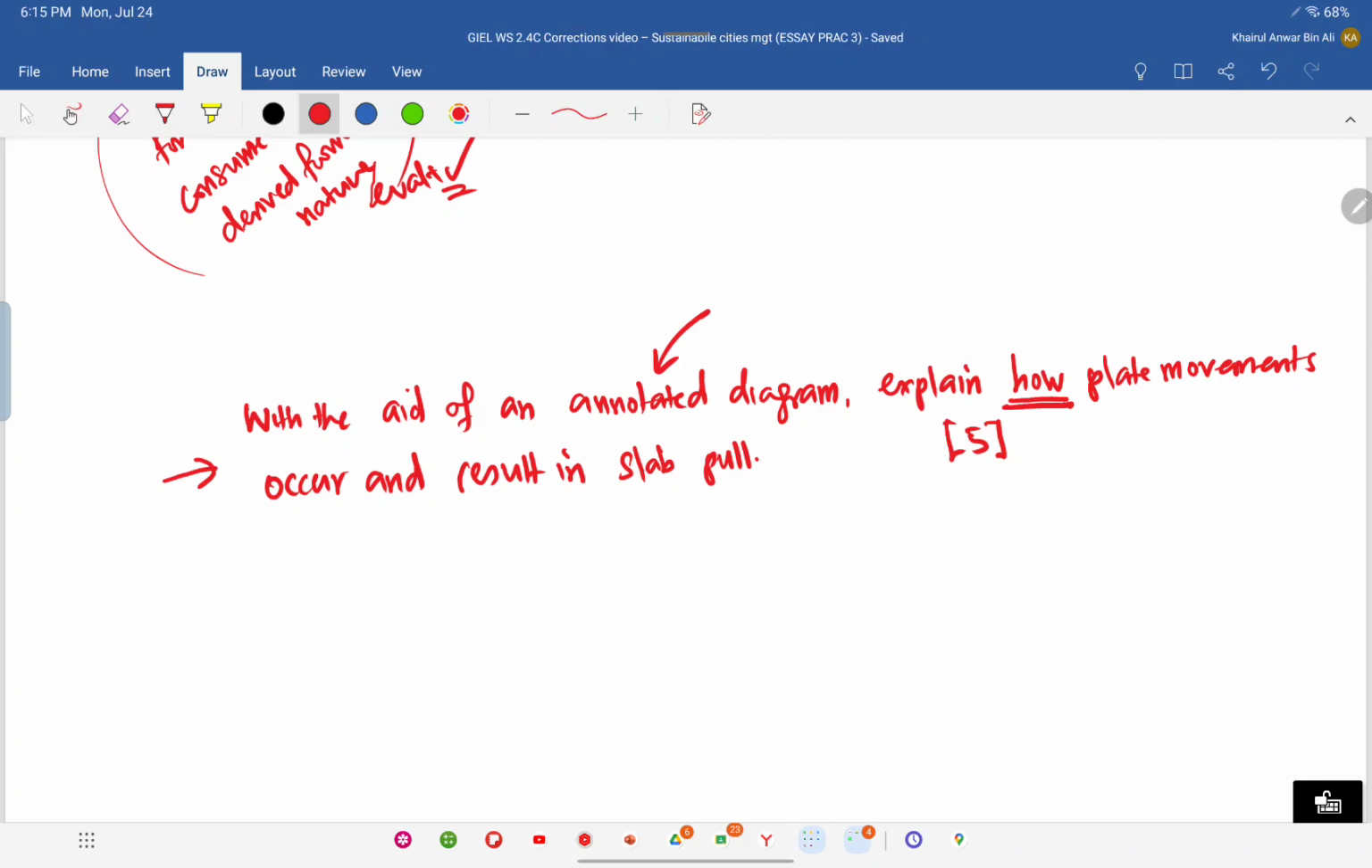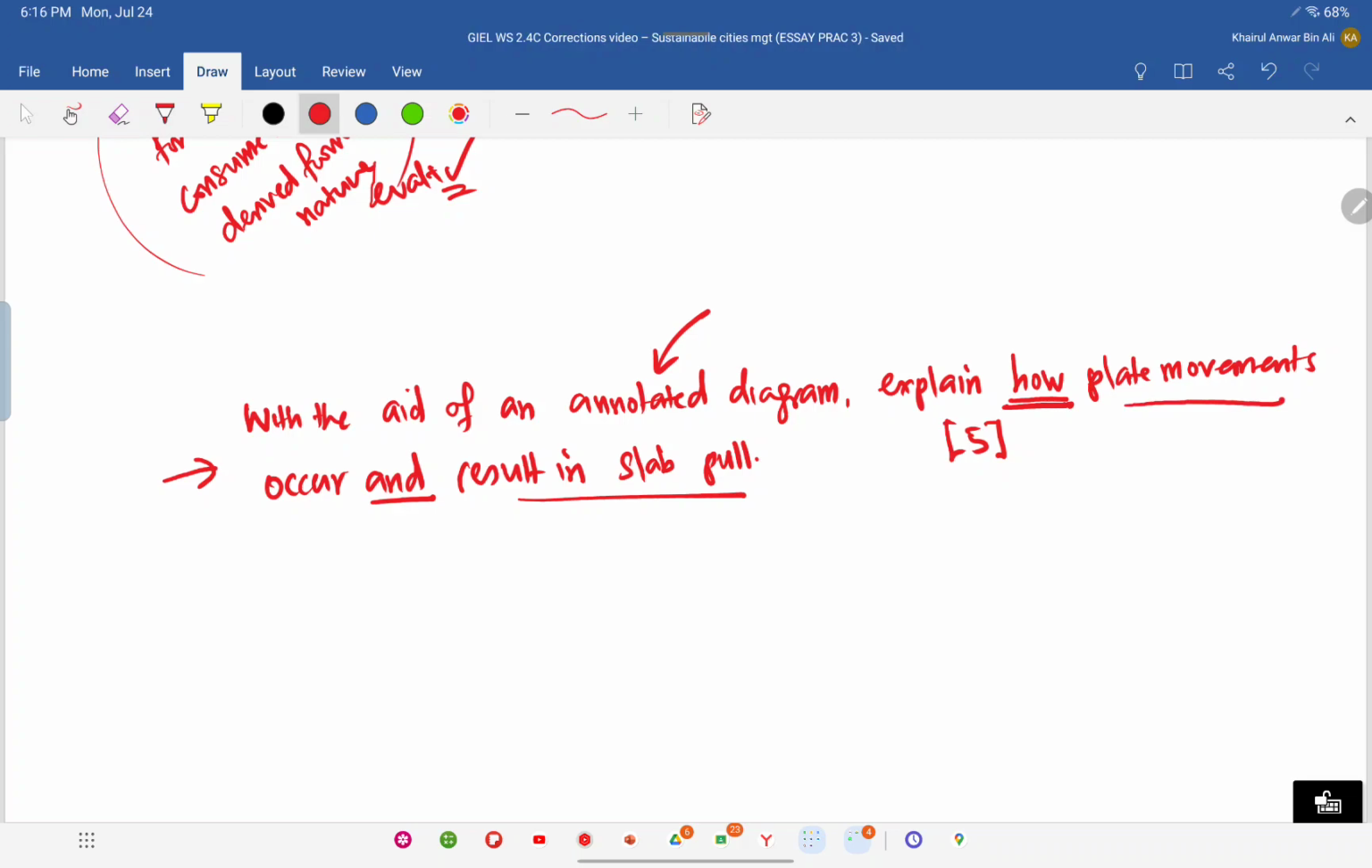Plate movements occur. And so there are two parts to this question. Explain how plate movements take place. And explain how the plate movements will result in the slab pull phenomenon. Okay, so two parts to this question. Plate movements and slab pull using an annotated diagram. On foolscap paper, draw as detailed as you can. Please don't draw something so small. I asked for foolscap paper because I was hoping the diagram can be at least half a paper, that kind of thing. Draw big.